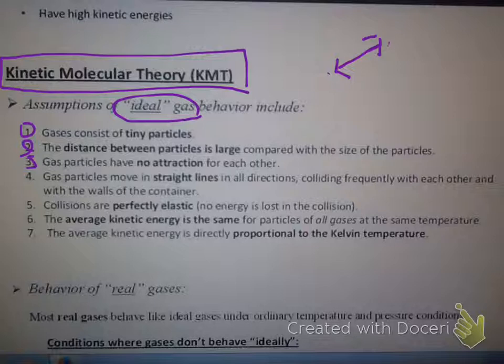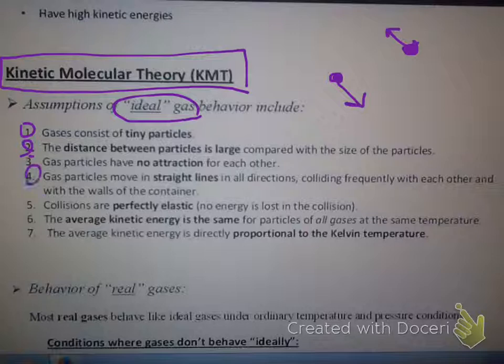Third postulate of the kinetic molecular theory: gas particles have no attraction for each other. Now, what does that mean? This particle right here, they're not attracted to one another at all. Basically, the particles interact independently of one another. So if this particle's moving and this particle's moving, they don't have an attraction for each other. They act individually, and they are not swayed when they come into close contact.